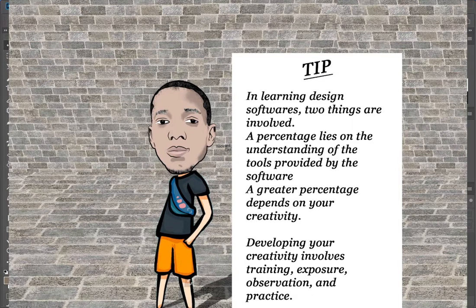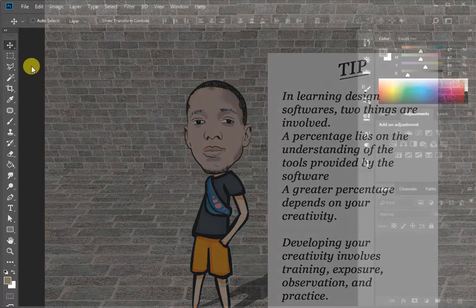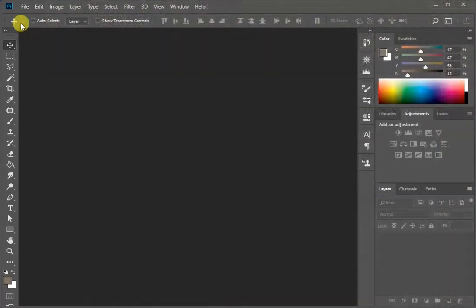So 70% of how good your work will be lies on your creative ability. So you need to train your imagination and your creativity, so that knowing all these things and what they do, you can manipulate them and use them as you will. So I'm going to be doing some explanation in the process of demonstrating what I'm about to do. So let's get to it.